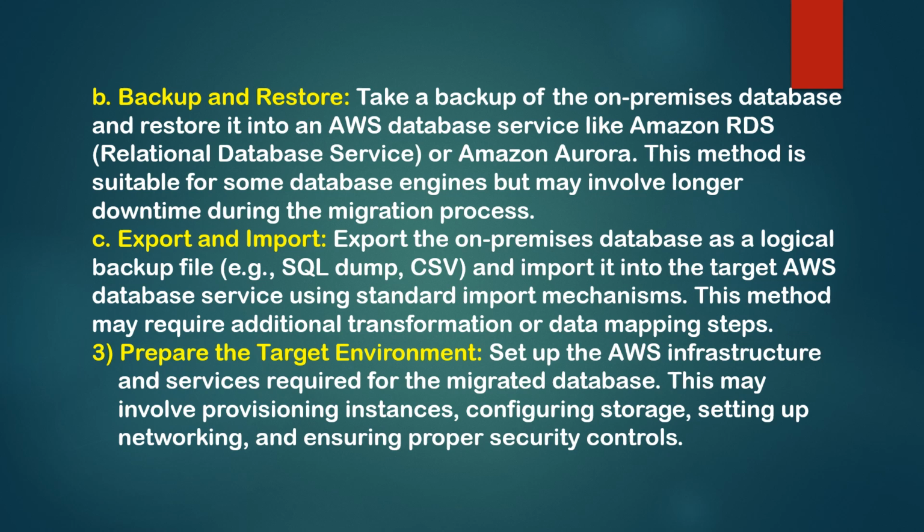B. Backup and restore. Take a backup of the on-premise database and restore it into an AWS database service like Amazon RDS Relational Database Service or Amazon Aurora. This method is suited for some database engines but may involve longer downtime during the migration process.